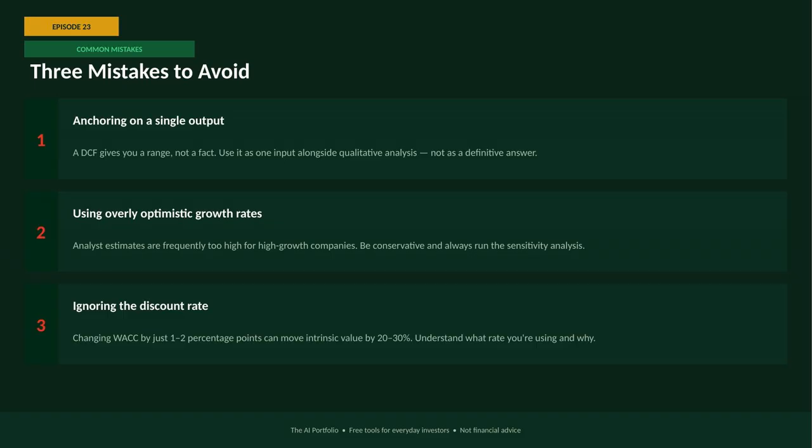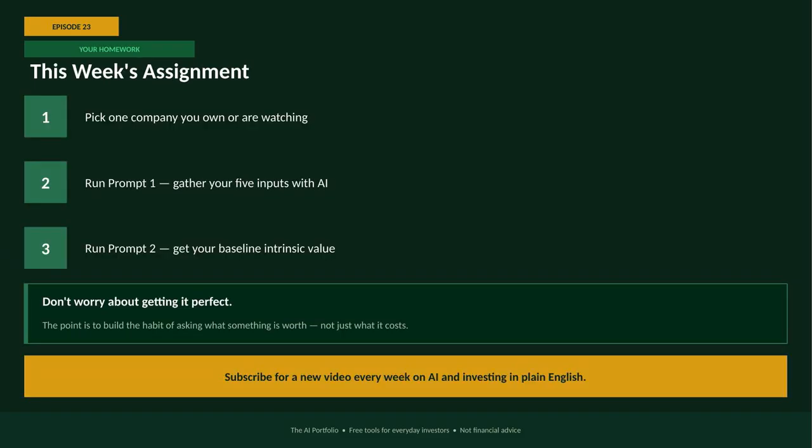Third, ignoring the discount rate. Changing the WACC by just 1 or 2 percentage points can move your intrinsic value by 20 to 30%. Make sure you understand what rate you're using and why.